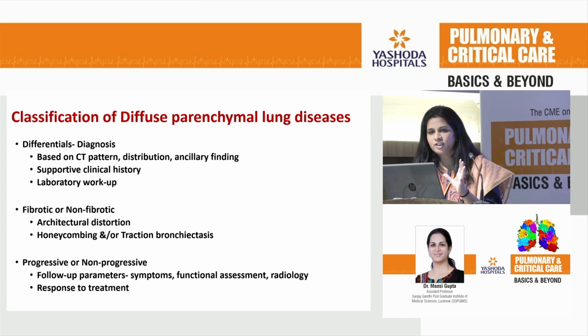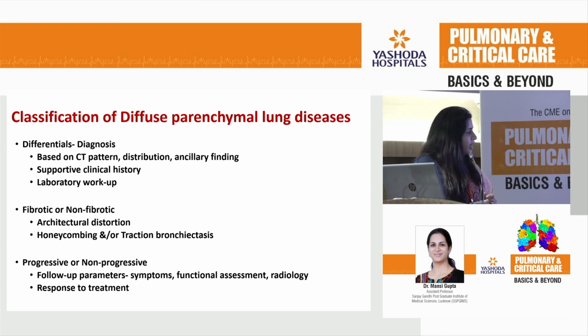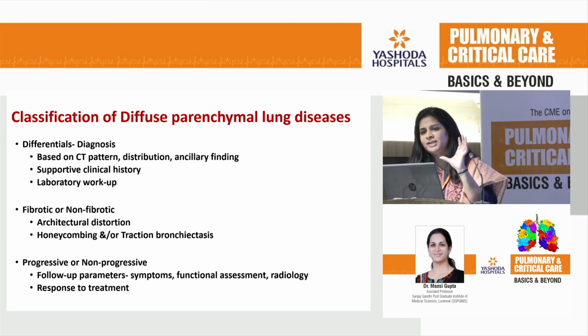So the signs of fibrosis are complete architectural distortion, which you will find in most ILD patients. But presence of honeycombing with or without traction bronchiectasis is a sign of fibrotic ILD. Otherwise, if you see predominantly septal thickening and GGOs only, then don't say it is fibrotic, okay?